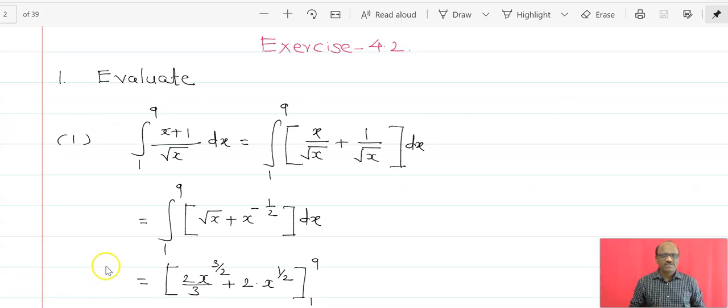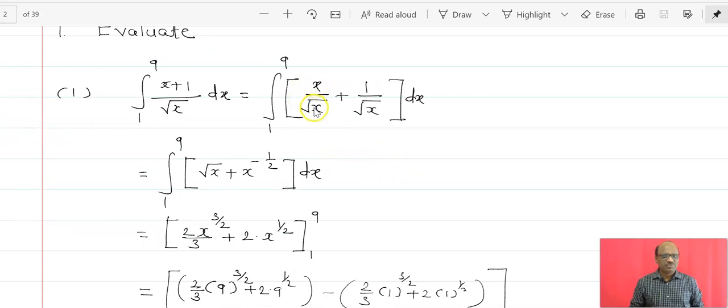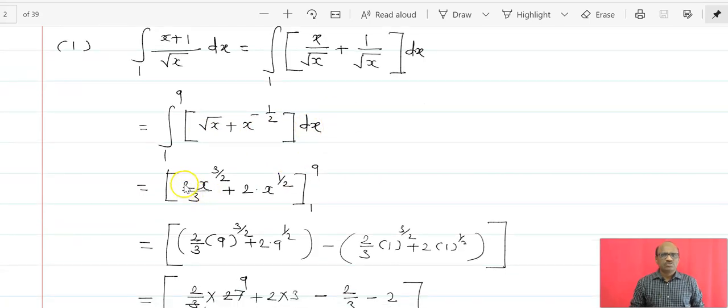Evaluate the first integral, that is the integral from 1 to 9 of (x plus 1) upon root x dx, and that is equal to the integral from 1 to 9, split up, x upon root x plus 1 upon root x dx. That is x upon root x, that is root x, and 1 upon root x. You will get root x plus x raised to minus 1 by 2 dx. And its integral is 2 by 3 x raised to 3 by 2 plus 2 into x raised to 1 by 2. Lower limit is 1, upper limit is 9.